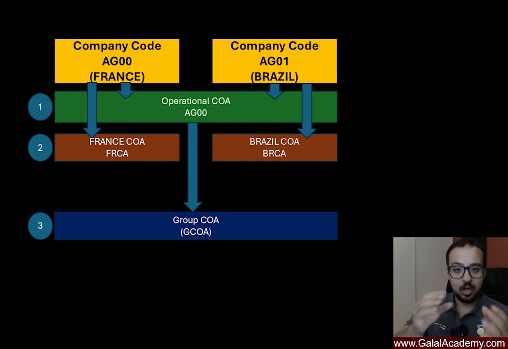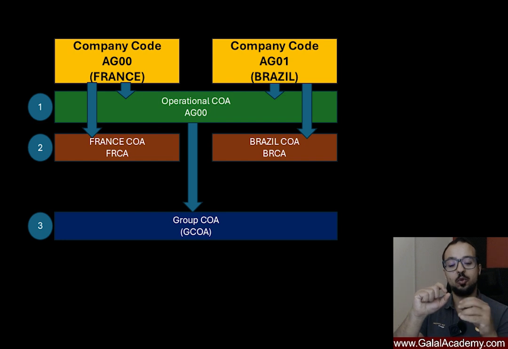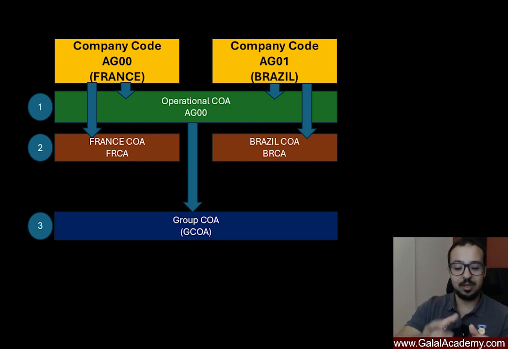So the group account number is the connection between the operational GL account and the group or the consolidation GL account. So the group chart of account or the consolidation one is not assigned to the company code. This is a question that comes sometimes in SAP exams. So it's not assigned to the company code, but it is assigned to the operational chart of accounts. So these are the three different types of chart of accounts we have in SAP: operational, local, and group.